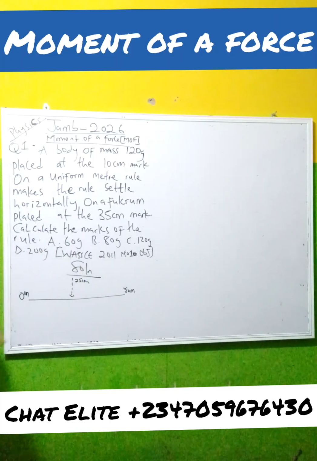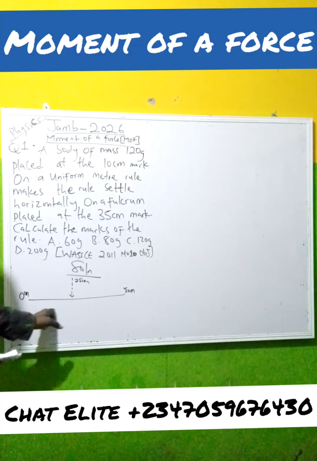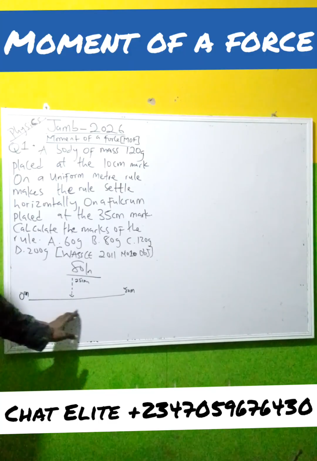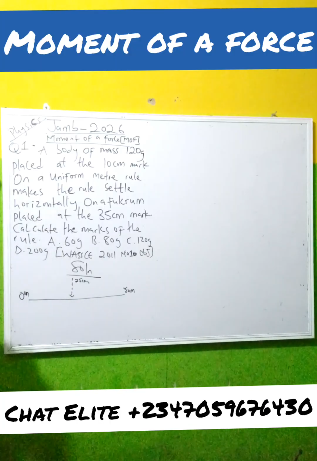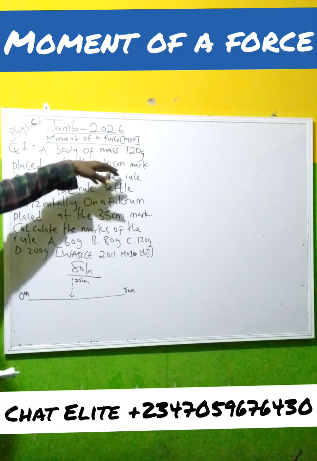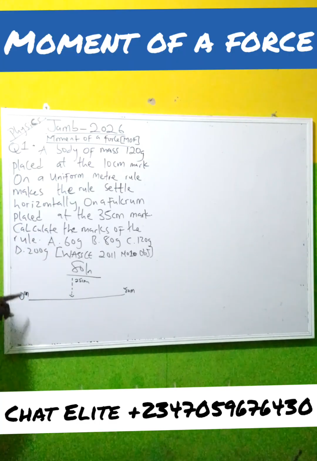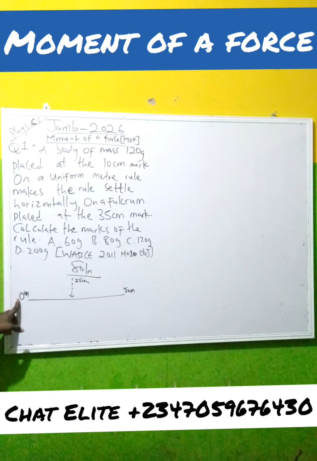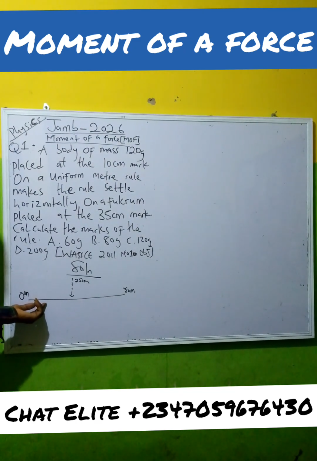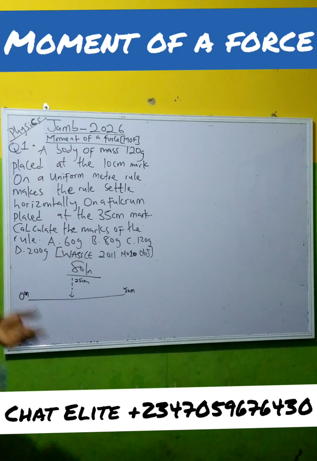Anything you want to hang, if they didn't specify, then you have to start reading from the zero side, the 0 centimeter side. How does it go? It follows that a body of mass 120 grams placed at 10 centimeter. Now if you have to read off from the 0 centimeter, you will just assume that 10 centimeter should be around this side. You don't have time to be taking that ruler and measuring. There's no time for that.